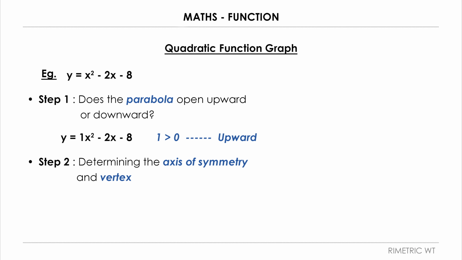The second step is to determine the axis of symmetry and the vertex, which is the point where the graph changes from decreasing to increasing.